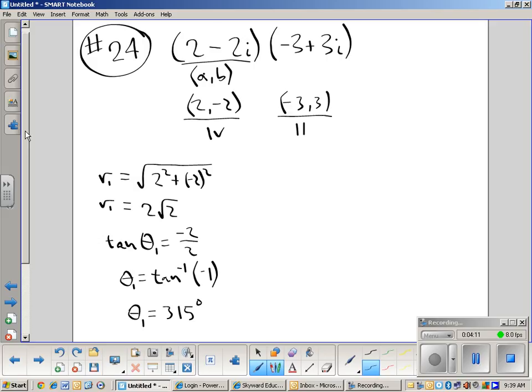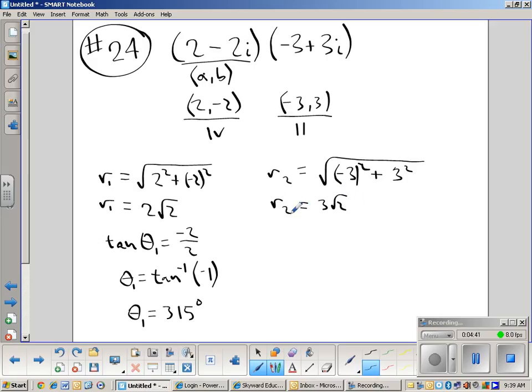Now let's go back up and we'll look at what's r2. R2D2, I know we're all thinking it. So what is r2? Square root of -3 squared plus 3 squared. And so that's 18, so that's 3 square root of 2.